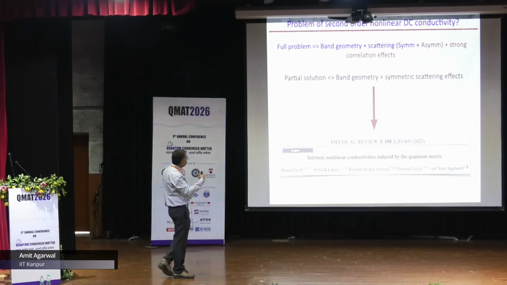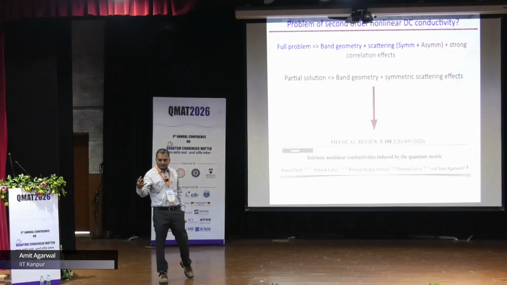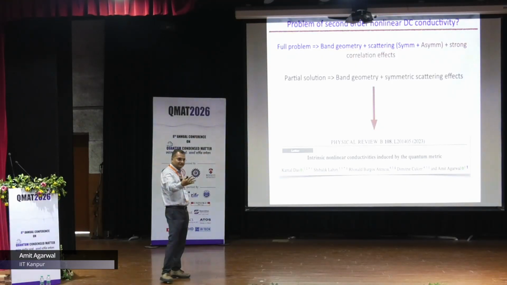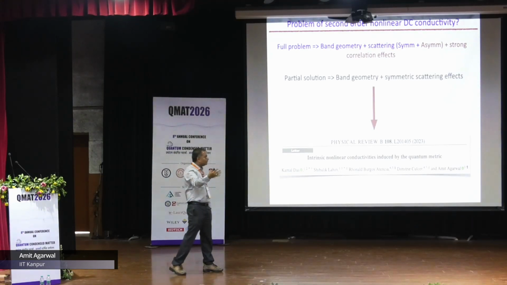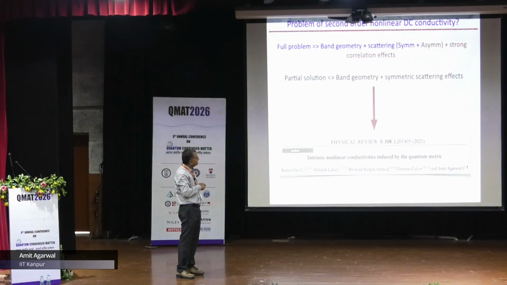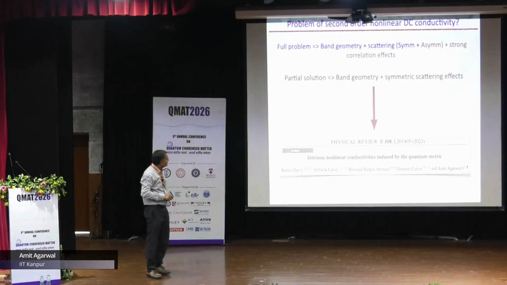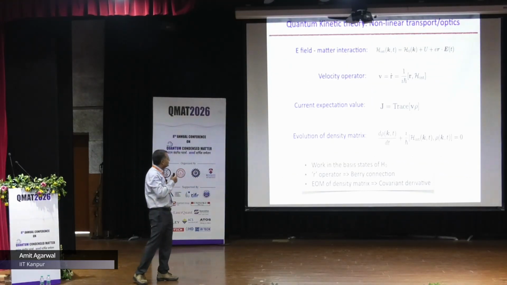If you think of the full problem, then you have band geometric effects, scattering effects, symmetric scattering and asymmetric scattering, and you can have correlation induced effects beyond the mean field, let's say. Mean field is already included in the renormalized band geometric quantities. But if you want to include some strong correlation effects, so we'll do a simplified calculation. We will ignore asymmetric scattering for now, we'll come back to it later, and we'll completely ignore strong correlation effects. So, a simpler problem: only band geometric and symmetric scattering effects we will discuss in this particular way.